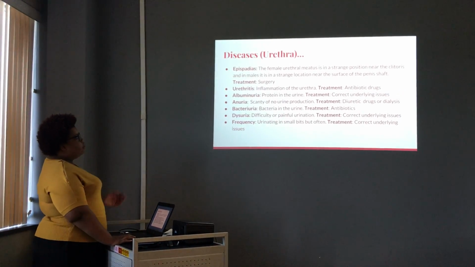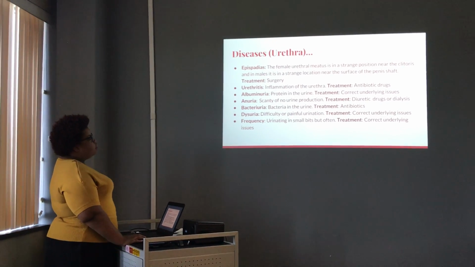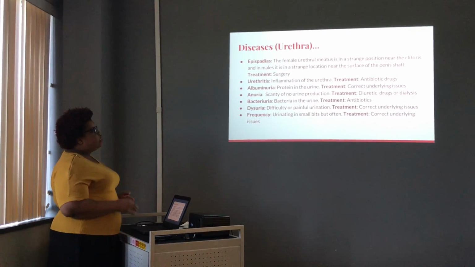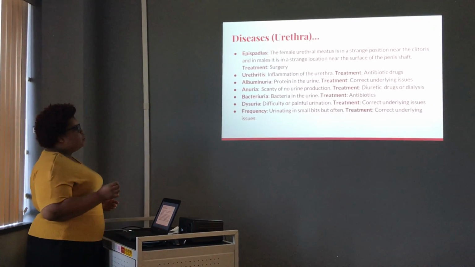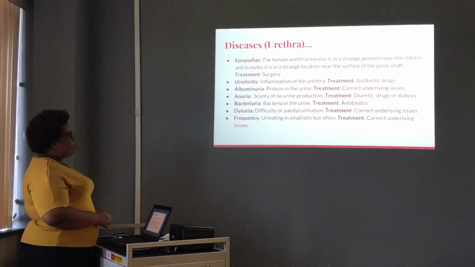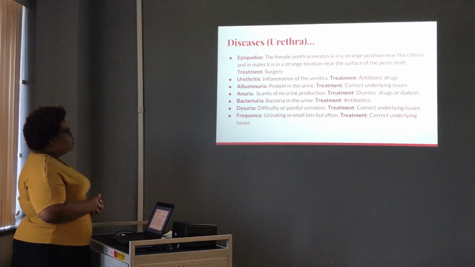These are some of the diseases of the urethra. We have epispadias. The female urethral meatus is in an abnormal position near the clitoris, and in males, it is in an abnormal location near the surface of the penis shaft. For this, you have to have surgery to treat that. Urethritis is inflammation of the urethra. For treatment, you have to take antibiotics.